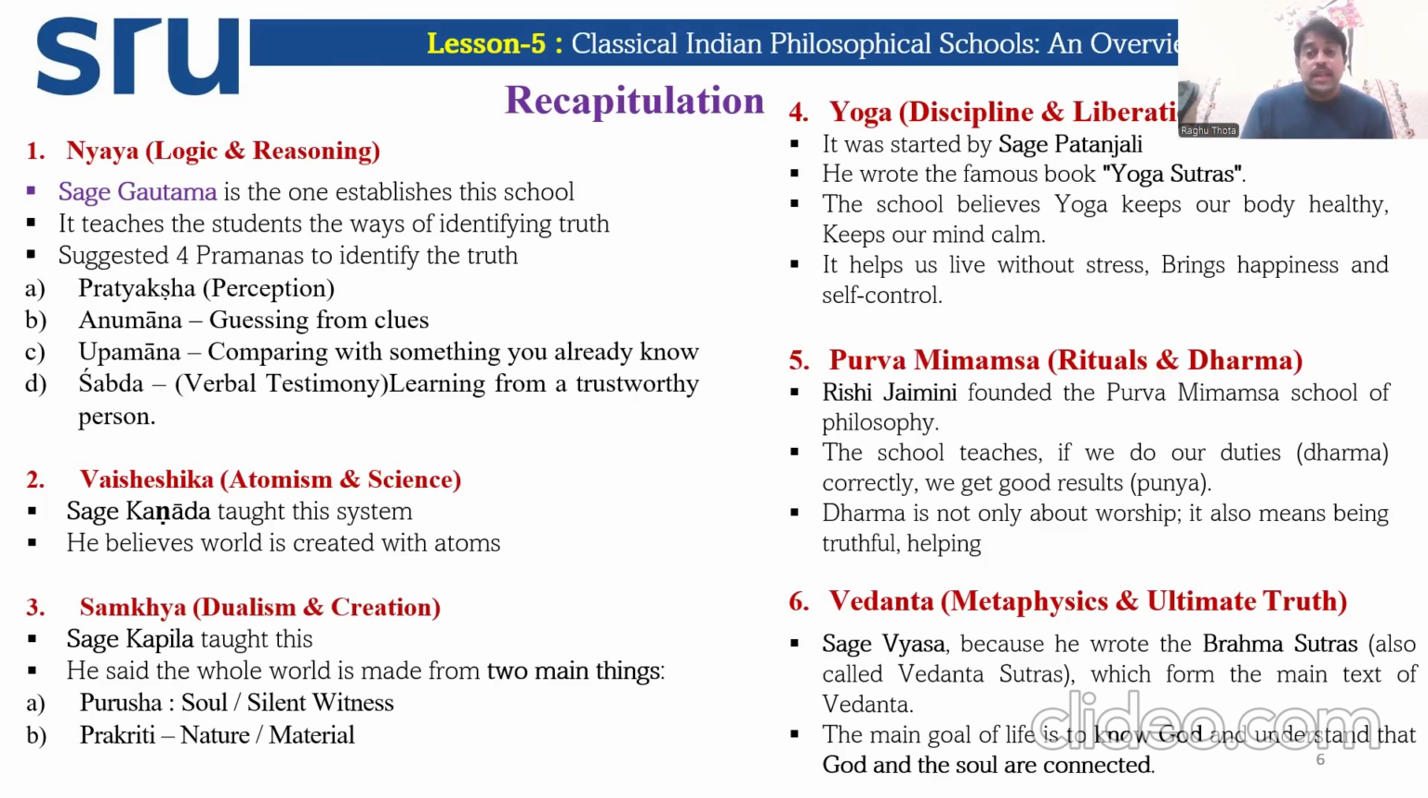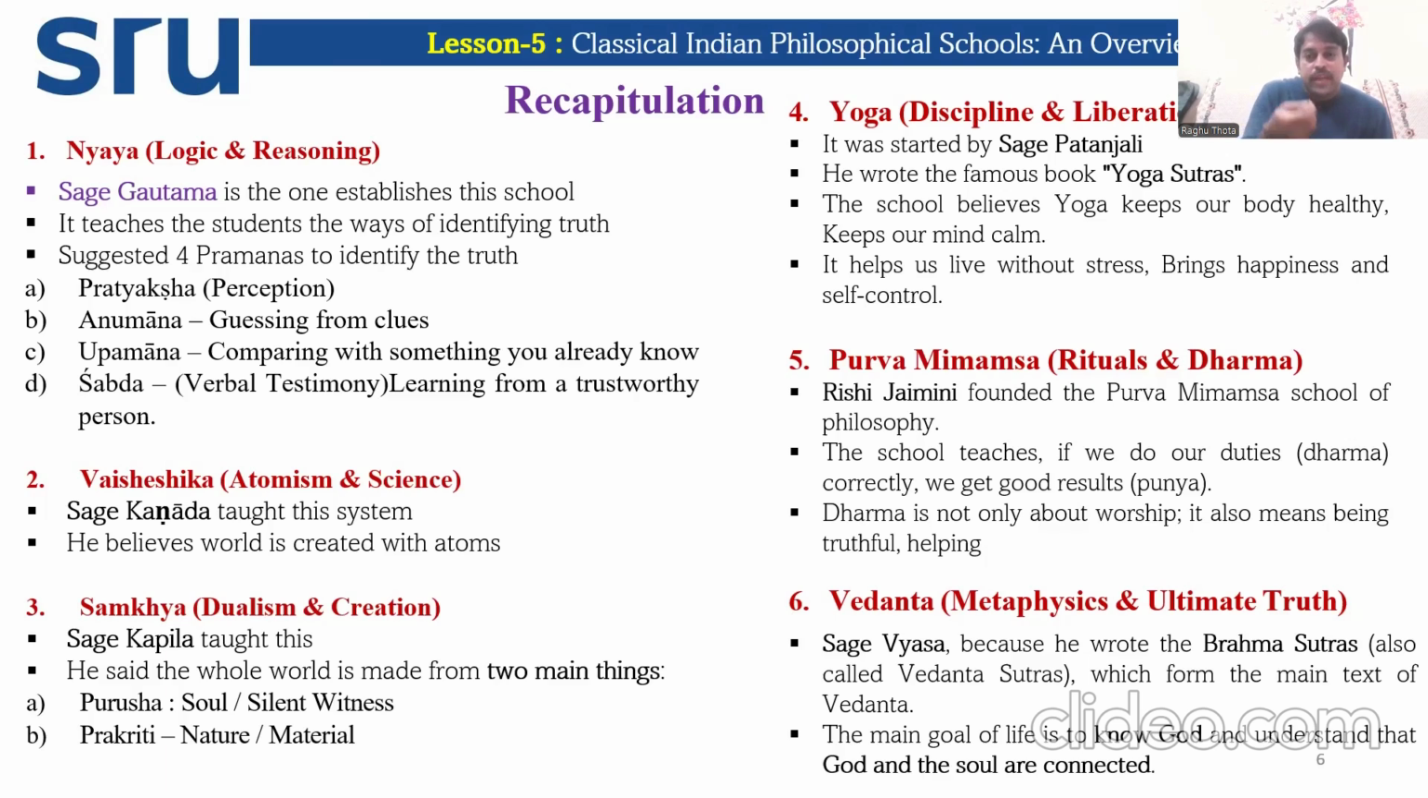Anumana is another way of identifying the truth. That is nothing but guessing from the clue, having some kind of suspicion on somebody based on the clue. For example, there was smoke on the hill. The smoke is a clue to come to the conclusion that there is a fire. Without the fire, how can you get the smoke? So smoke acts like a clue.